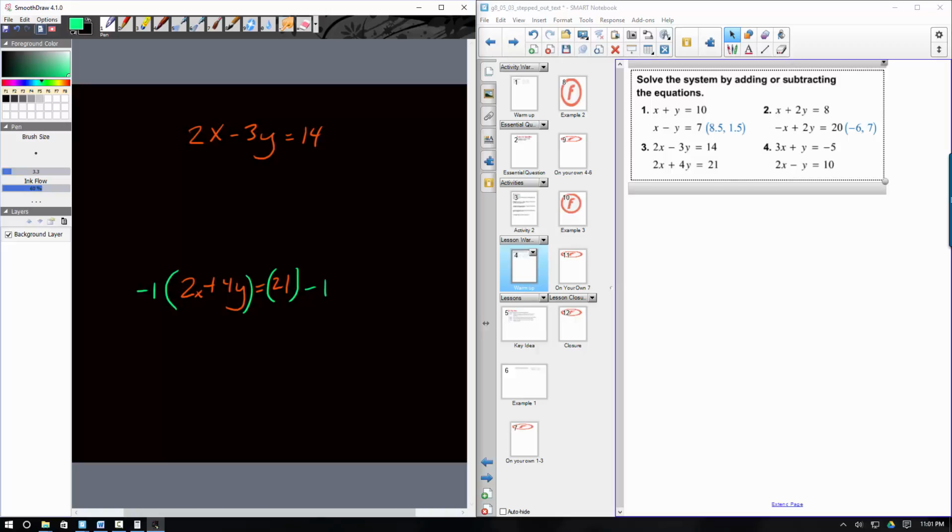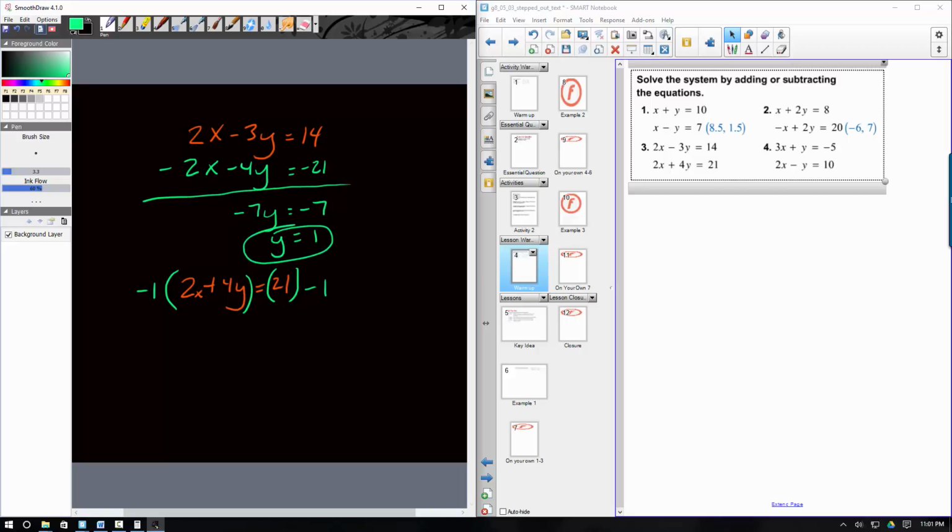And when I do that, I'm going to get -2x minus 4y equals -21. And now this x goes away. I'm going to have -7y equals -7. I'm going to divide. I'm going to get x equals 1. I'm sorry, y equals 1.